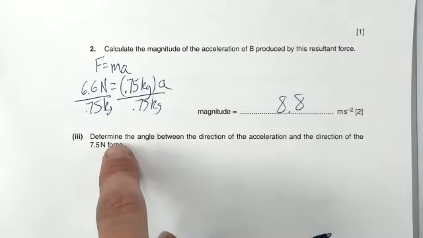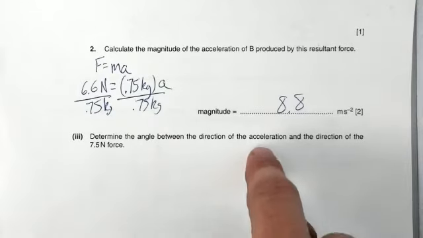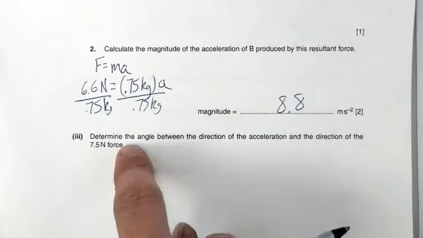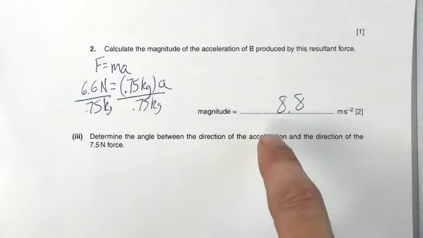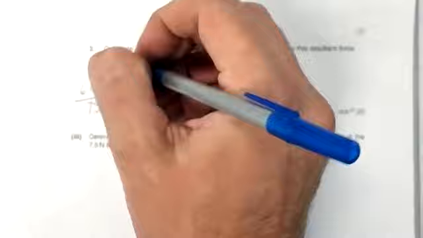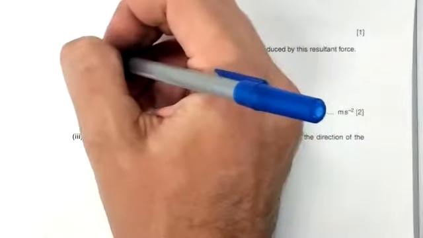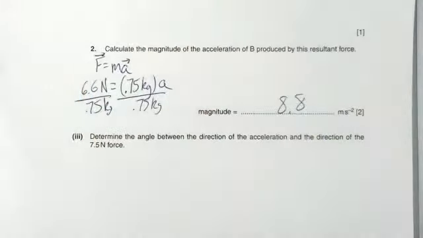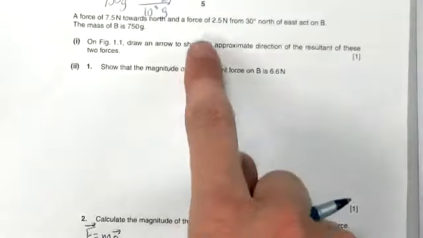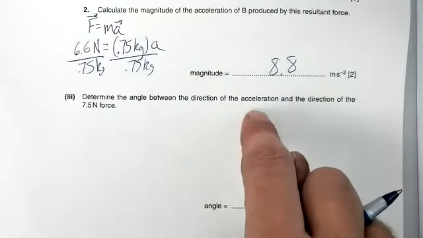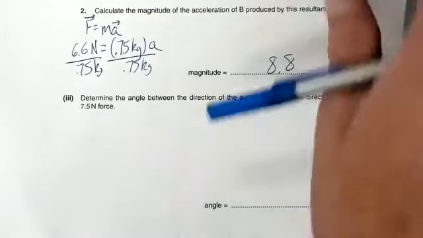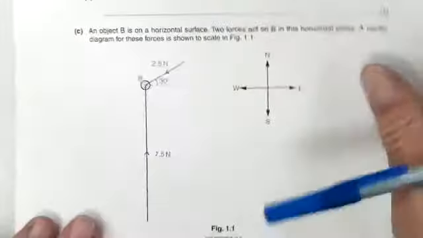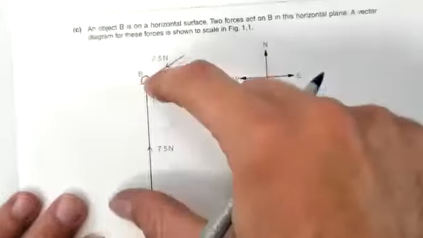The last step is to determine the angle between the direction of acceleration and the direction of the north force, which was 7.5 newtons. So these are vectors. The direction of acceleration is conveniently in the same direction as the resultant force. So when we do this question, we draw an arrow showing the resultant. That's the same vector that we're accelerating in. So let's go back to that. Let's take a look at this and say, okay, I'm adding some vectors here. I got 2 vectors that are acting on object B.